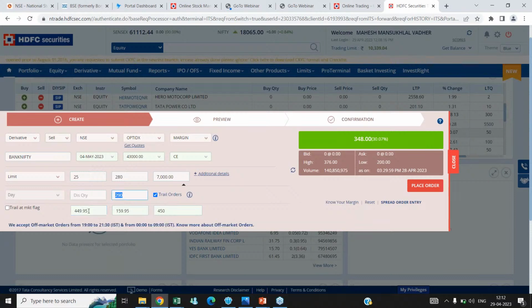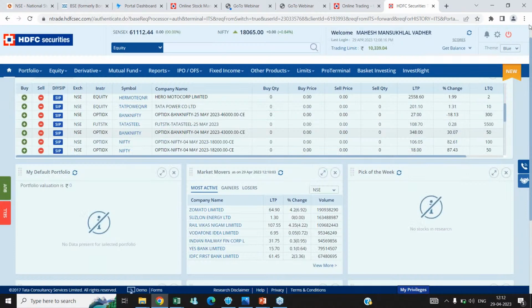But what will happen after 449.95? The next tick would be 450, and your order will be executed. So your amount would not be trailed. Your stop loss would be kept at 290 rupees only. So if you want to keep your stop loss fixed at 290, you can also do that. So this was all about the trailing stop loss order with book profit price functionality.